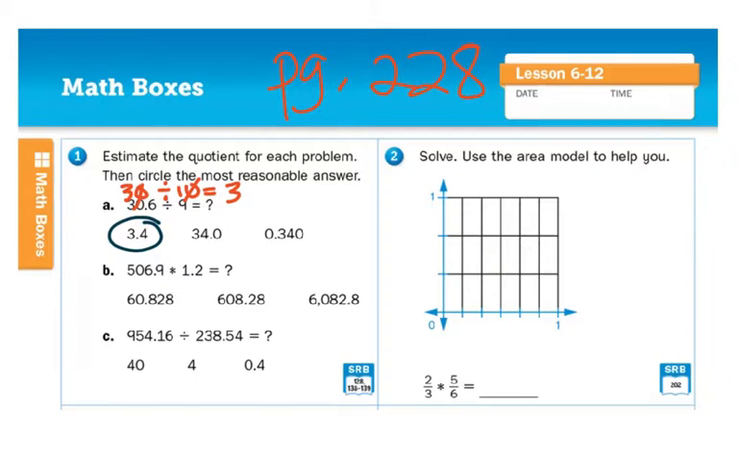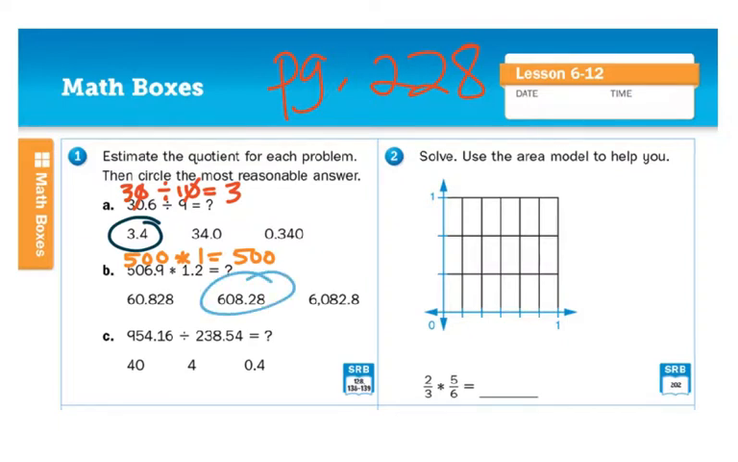506 and 9/10 times 1 and 2/10. Man, I would just call this 500 times 1 is 500. Which answer is closest to 500? Circle it.